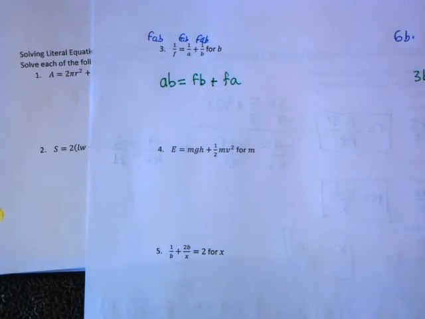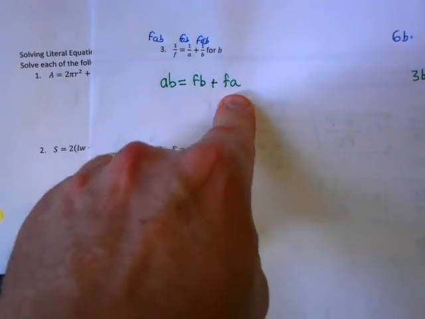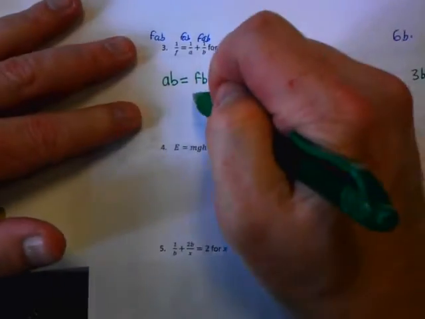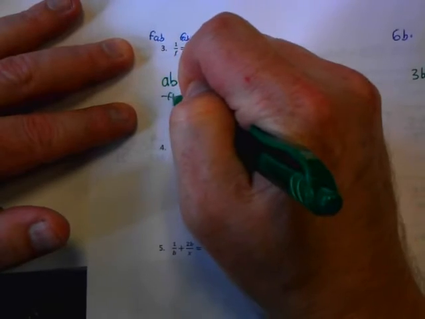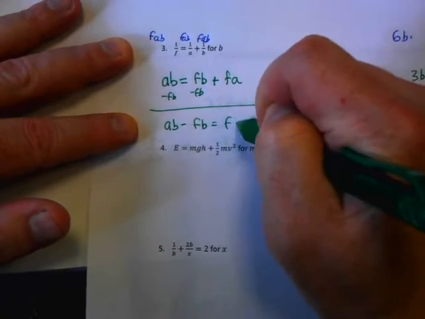We took a problem that had a whole bunch of fractions. We multiplied by the common denominator. All the fractions go away. Makes your life a whole lot easier. What's next? Get all the b's on one side, all the things without b on the other. So how would you do that? Subtract FB. That'll put all the pieces with b's on the left, all the pieces without b's on the right. So I got to subtract FB. AB minus FB equals FA.